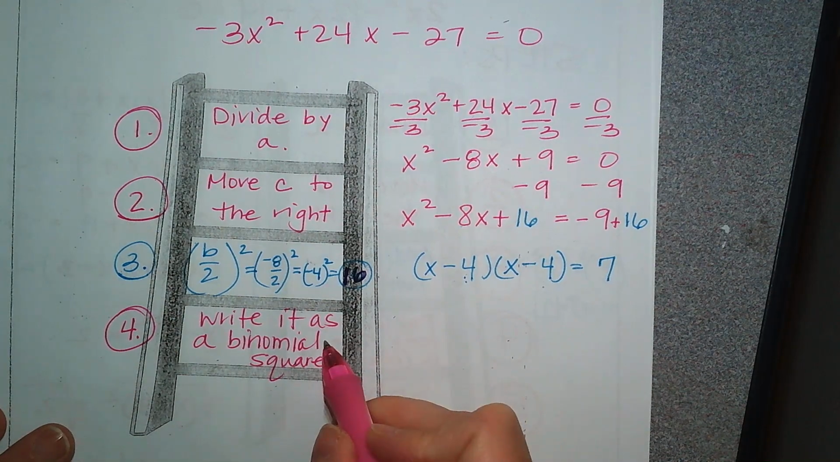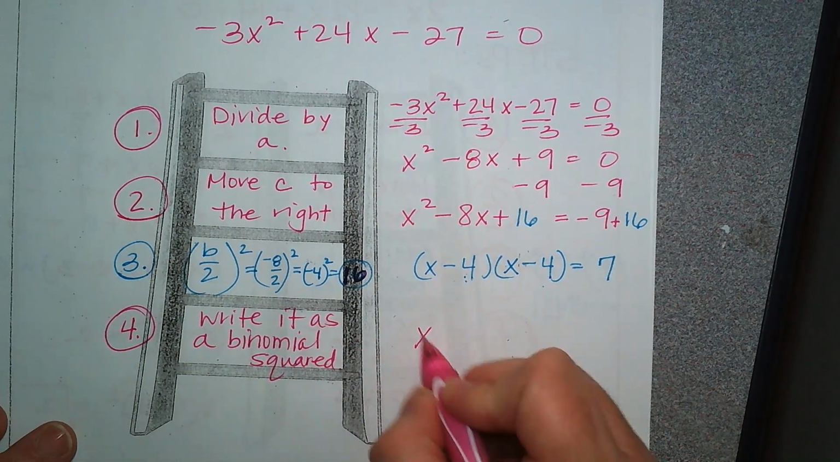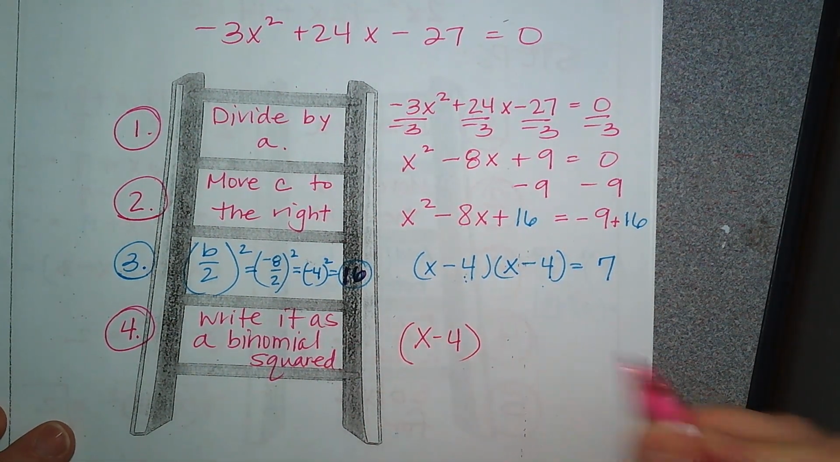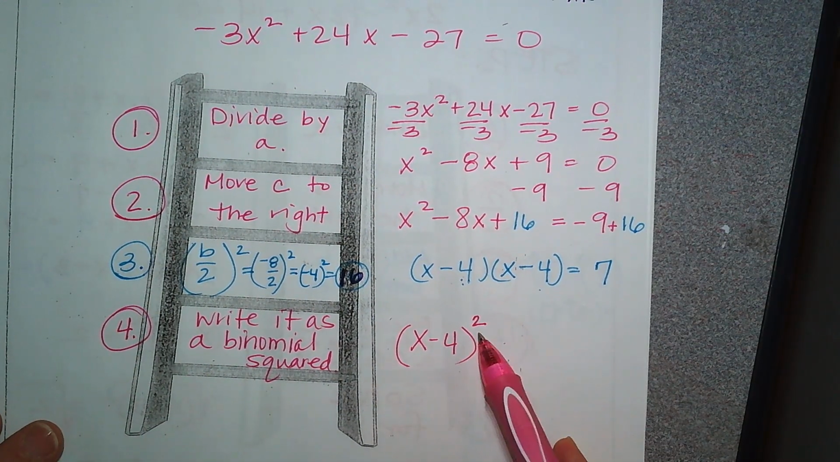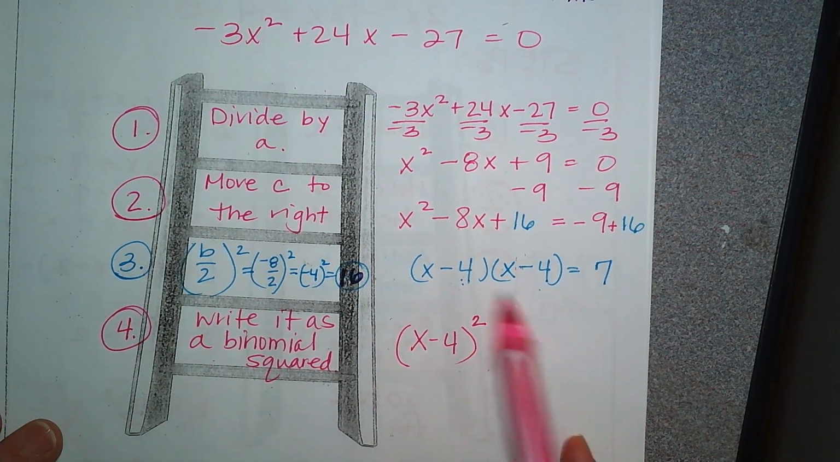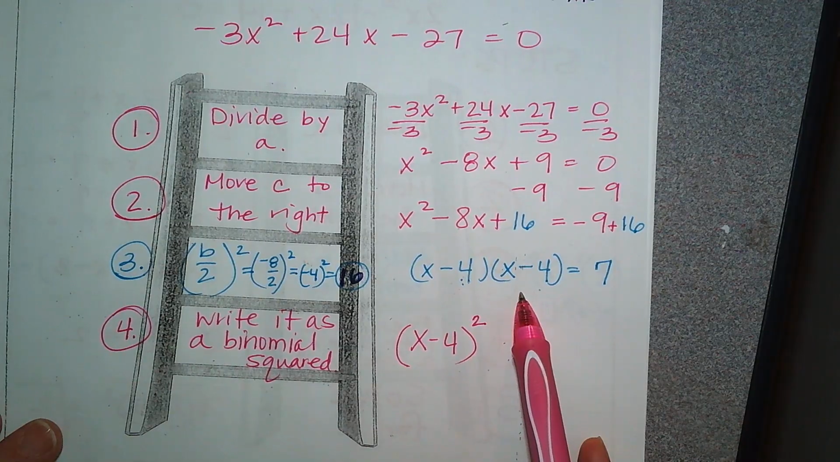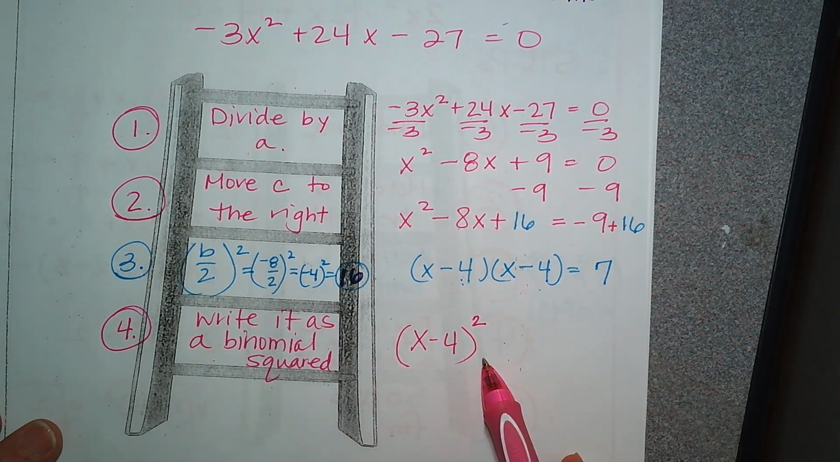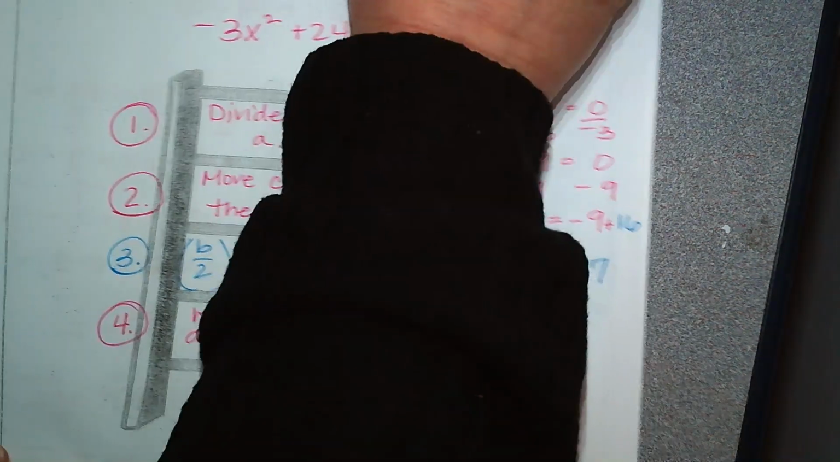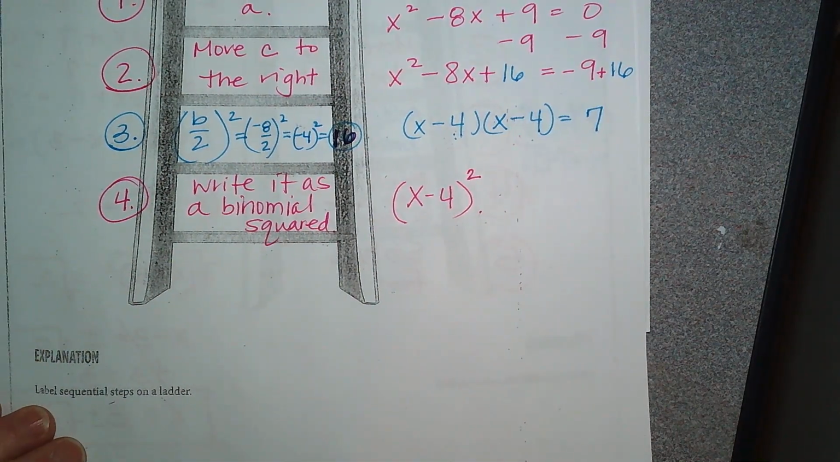What's a binomial? X minus 4 is the binomial, and we can write that as x minus 4 squared because these two binomials are multiplied times itself. So x minus 4 times x minus 4 is the same thing as x minus 4 squared. That's what it means when I say write it as a binomial squared.